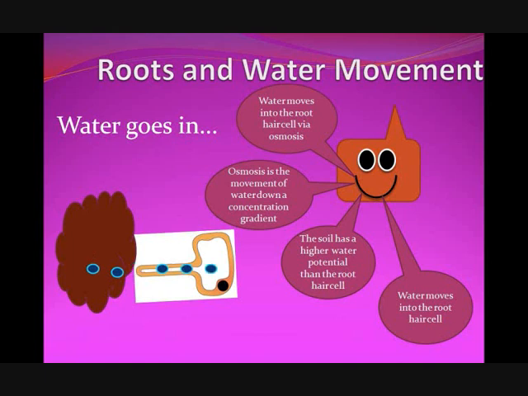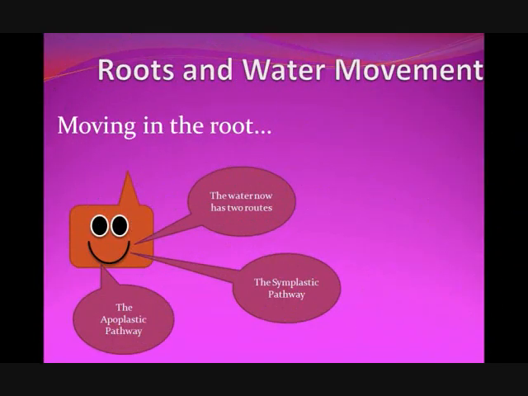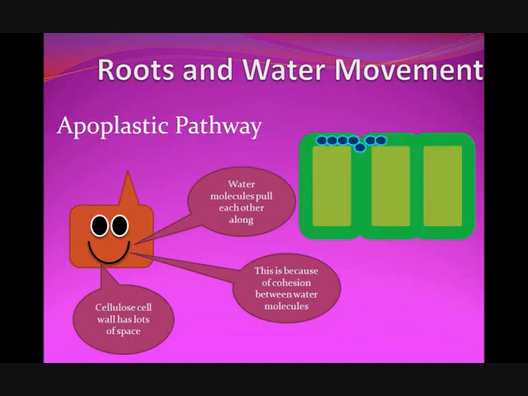Once the water is absorbed, it travels to the xylem via one of two routes, the apoplastic pathway or the symplastic pathway. First of all, the apoplastic pathway. When water is pulled into the endodermal cells, it pulls more water with it, as water has good cohesion between molecules. Cohesion means that the molecules have the ability to stick together.